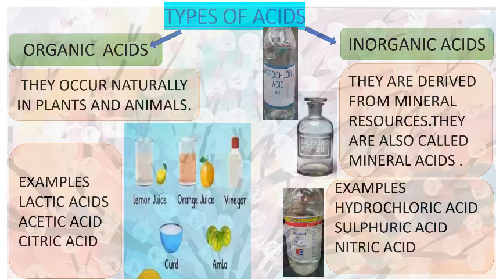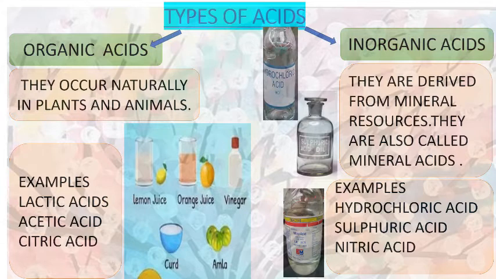Acids are classified on the basis of their sources and strength. On the basis of their sources, acids are classified into organic acids and inorganic acids. Organic acids are acids that are found naturally in plants and animals. These materials are called organic acids. Examples: formic acid, acetic acid, propanoic acid are all organic acids. These acids contain carbon and hydrogen atoms.